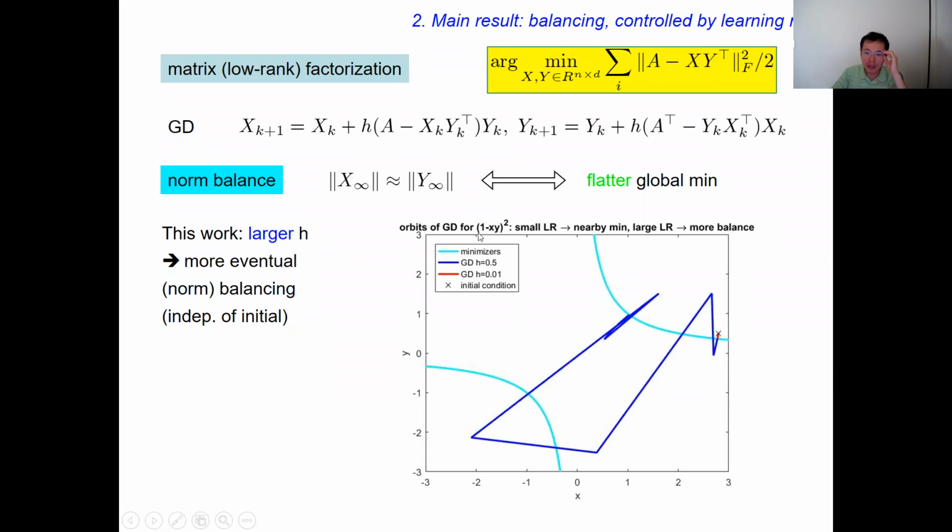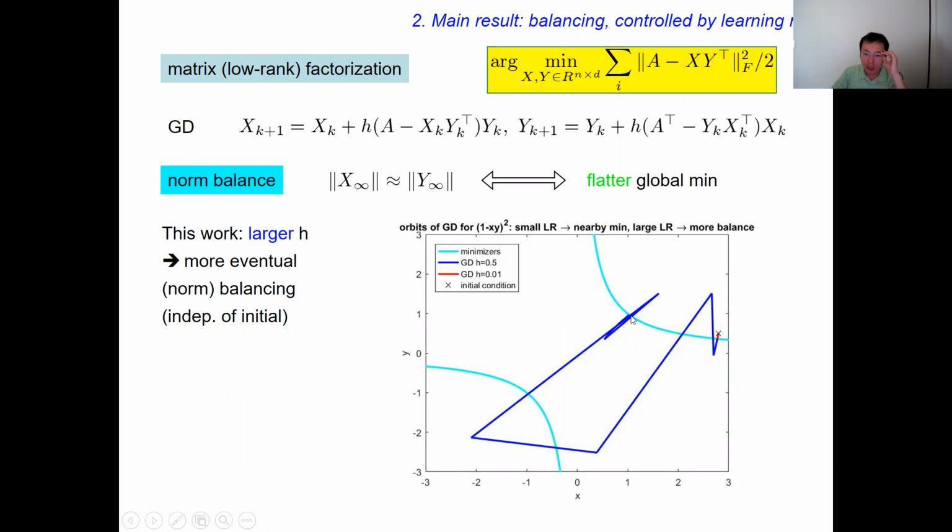So A in this case is just a scalar 1. Matrix X is a scalar X. Matrix Y is a scalar Y. So this is just a two-dimensional optimization problem. I can visualize the dynamics in 2D. And what is this curve? This is actually the set of minimizers. If X times Y is equal to 1, then of course you have a minimizer. So you can easily see, you have a continuum of minimizers.